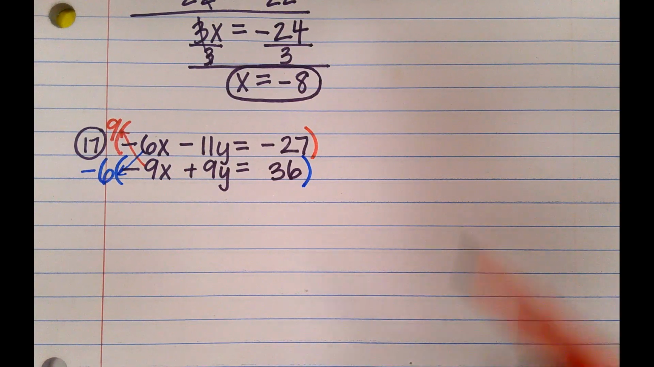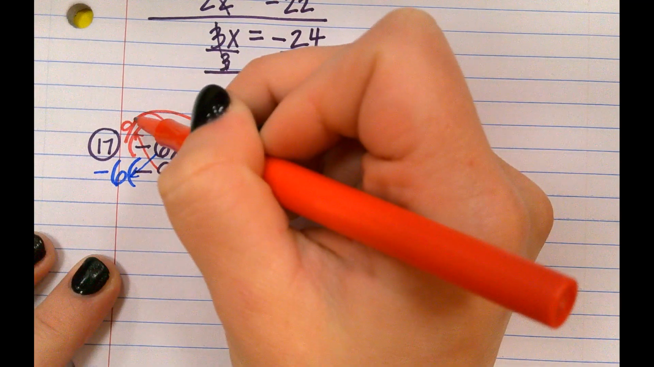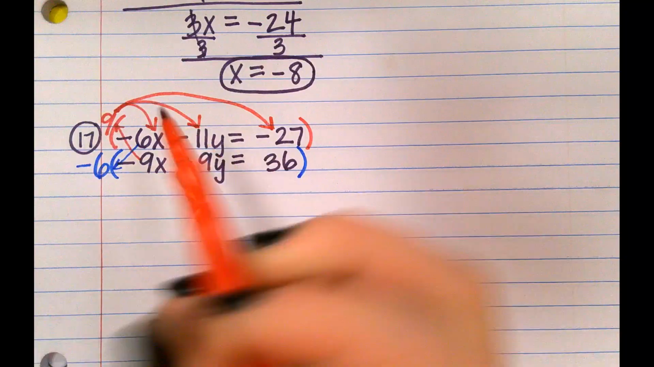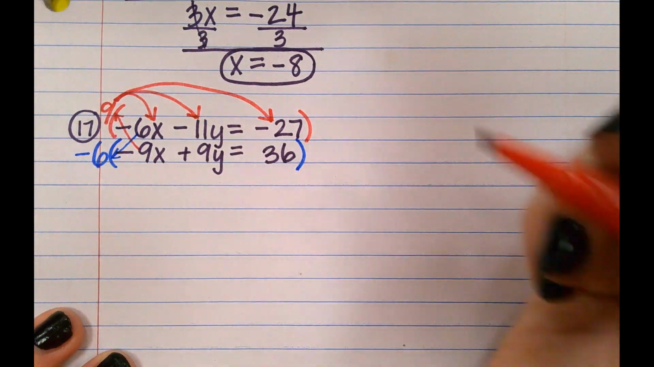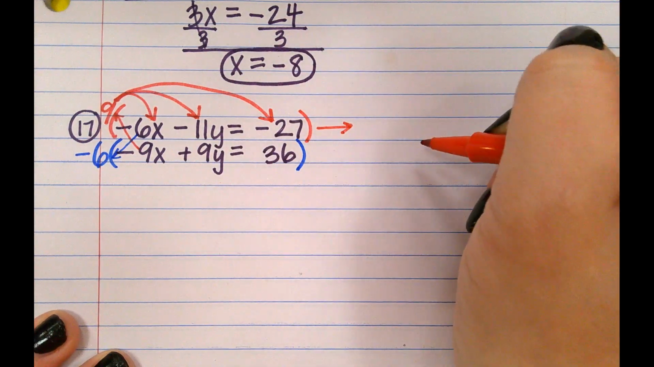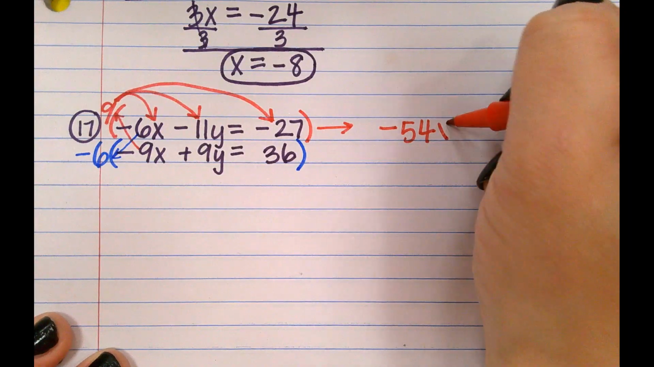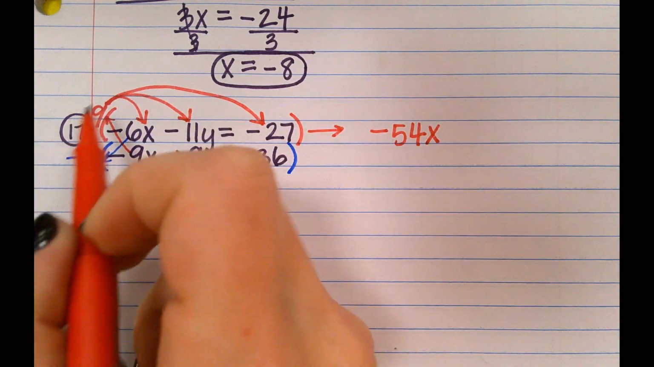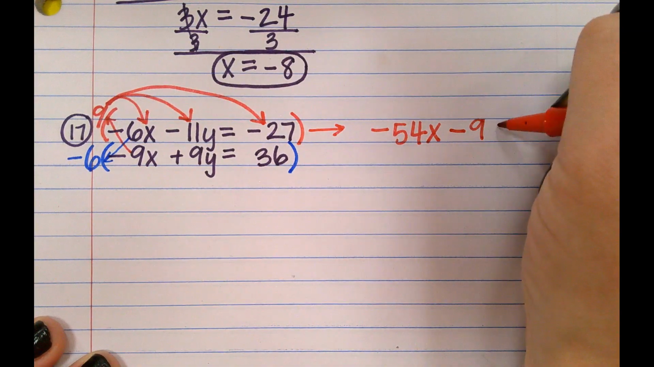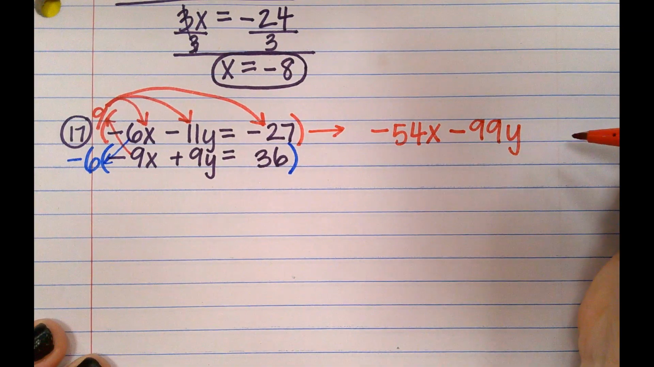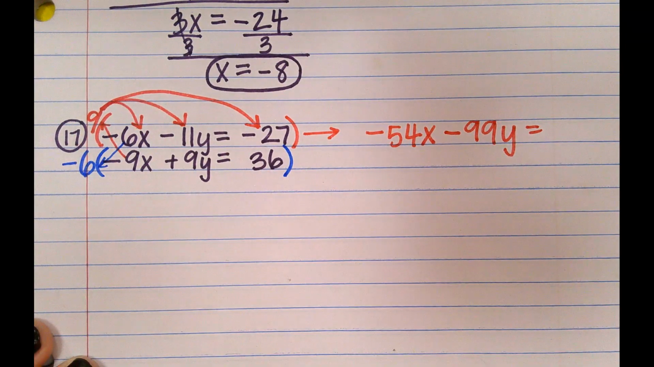So let's distribute. First I have 9 times negative 6x. So that's going to give us negative 54x. Now 9 times negative 11y is negative 99y, equals 9 times negative 27.